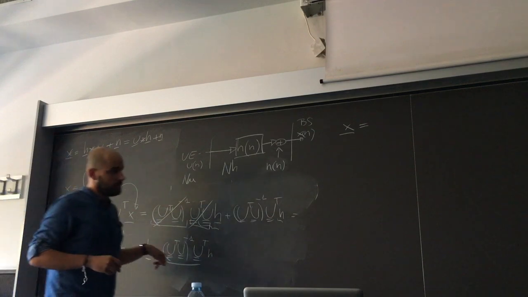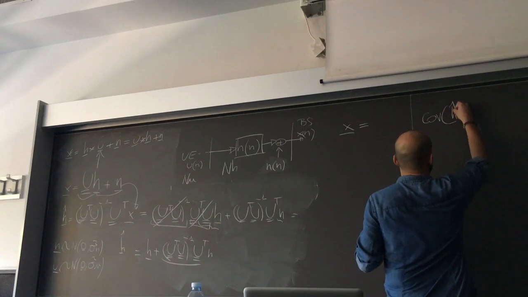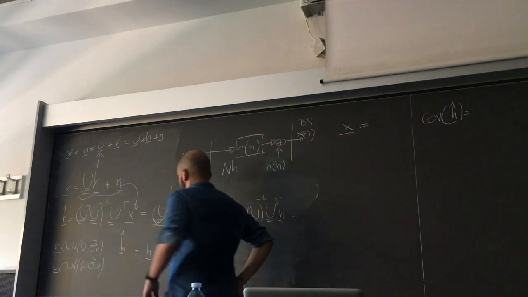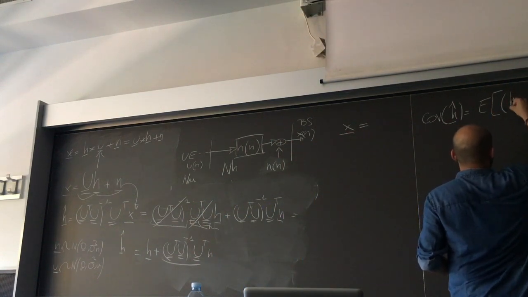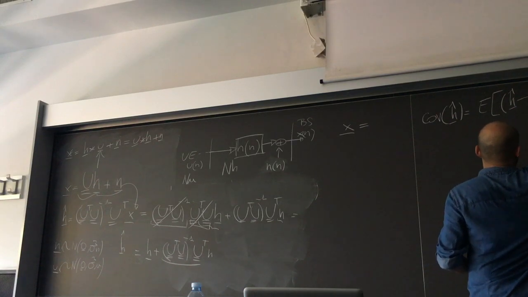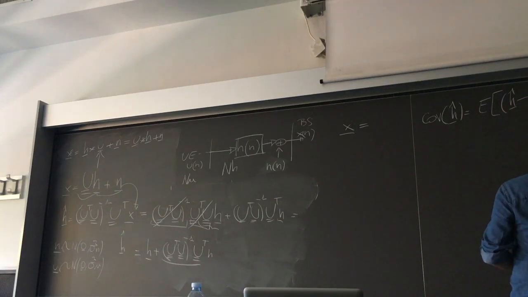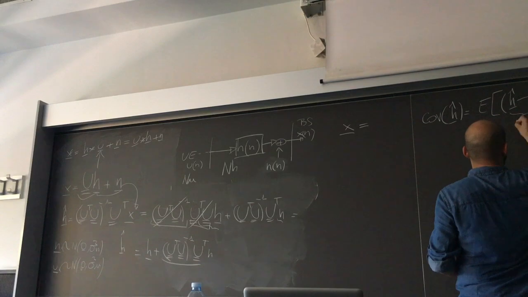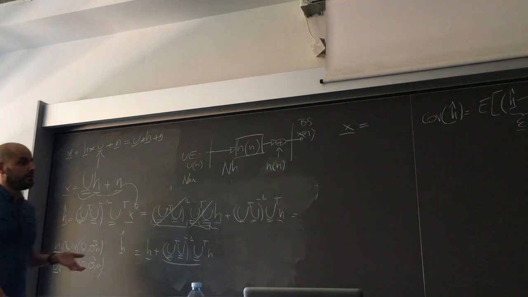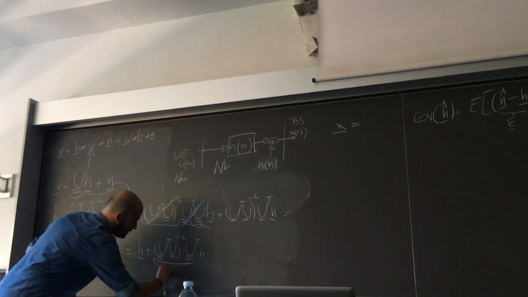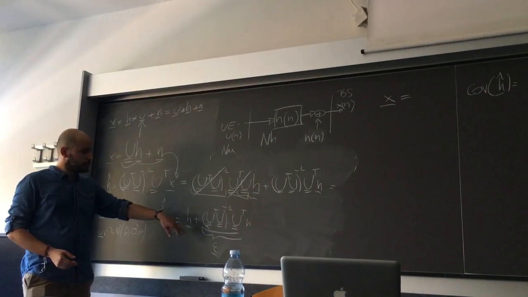Okay, let's do it here. So, the covariance of H, what you do, you take, okay, what is this? This is the error, right? This is the error between your estimate and the real channel. So basically, it is this part here: H estimated minus H error.